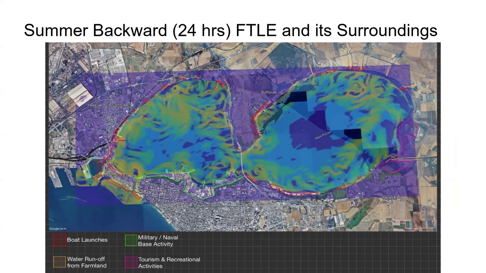boat launches and farmland runoff zones and tourist areas, which contribute to widespread dispersion, especially along the edges on the right side, the rightmost basin, I mean. The chaotic summer conditions would lead to higher mixing, making it more difficult to contain or trace pollutants.